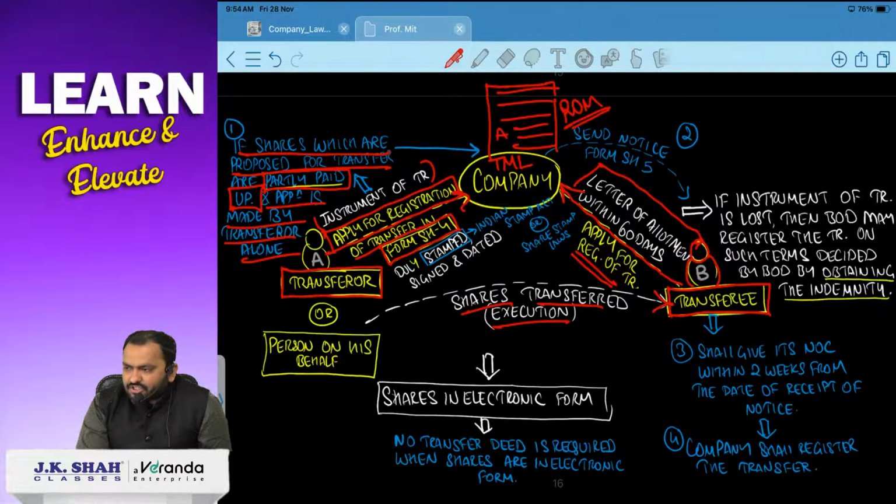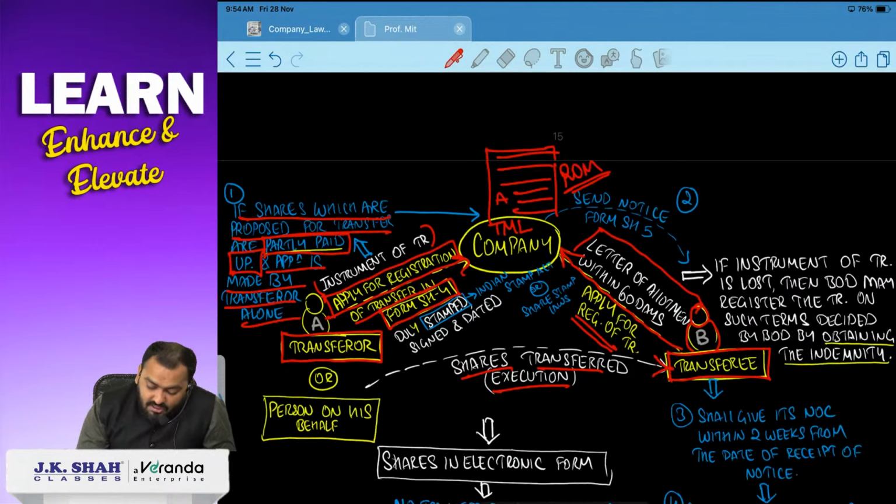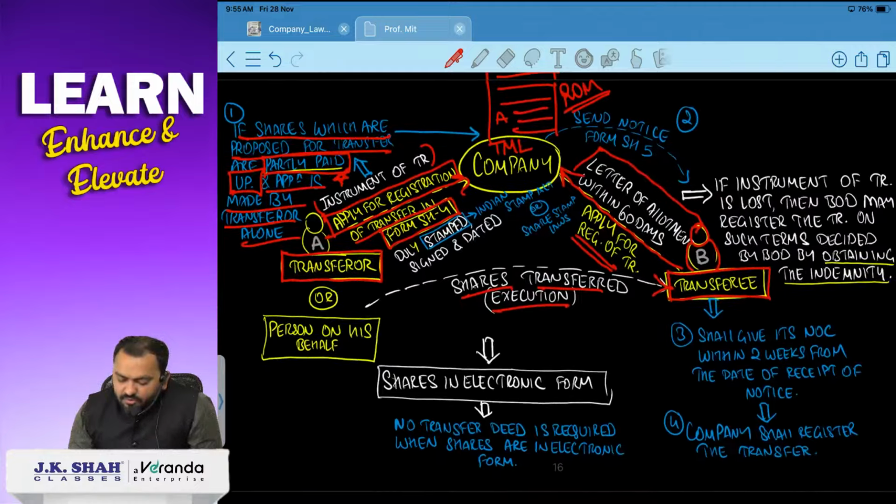Now what if the company registers this transfer in the name of Mr. B? Then what will happen? Friends, now the liability will be on Mr. B, liability of unpaid money because the shares are partly paid. Yes or no? So what will the company do in this case? Whenever the company receives a request for registration of transfer from the transferor and the shares are partly paid, the company will not directly register the transfer.